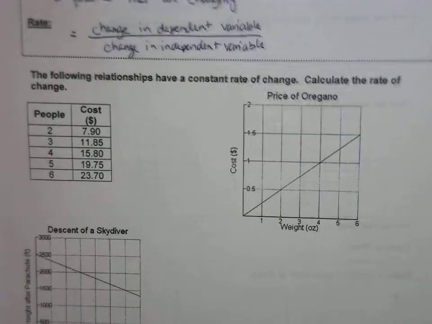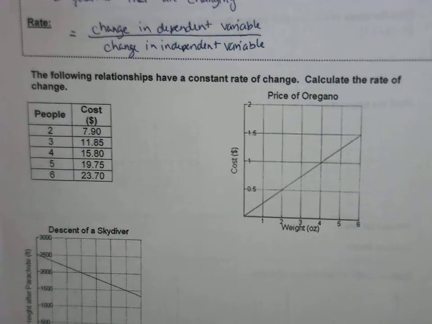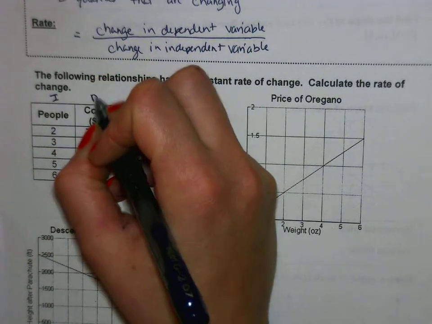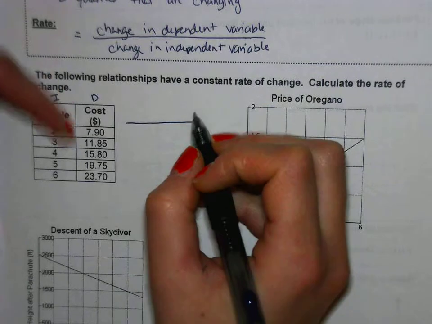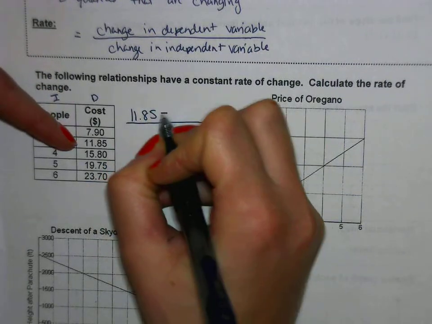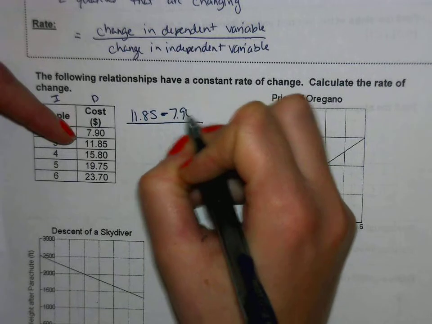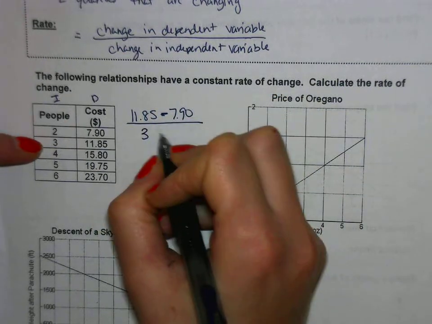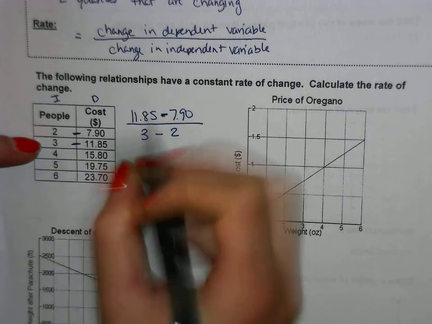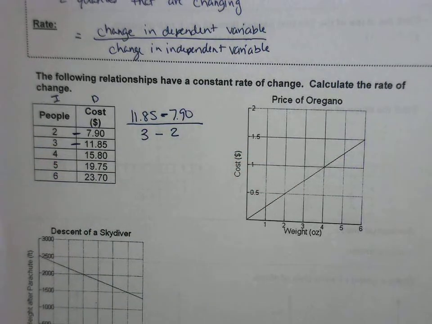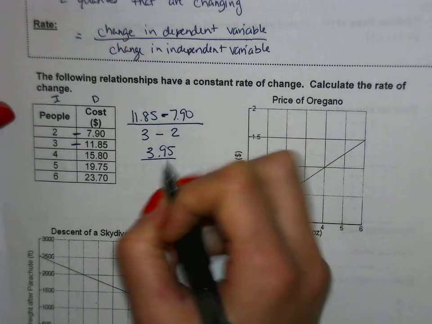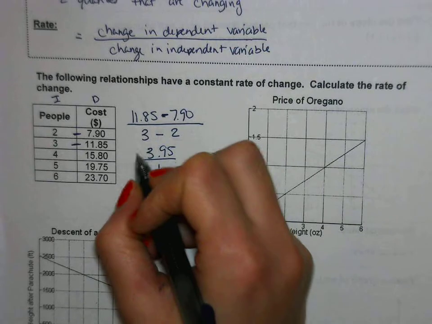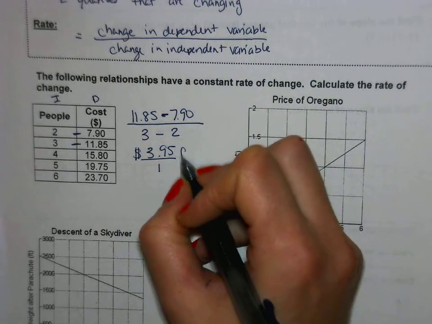So if we take a look at these next examples, we want to calculate the rate of change. Here, I know this is my independent, this is my dependent. So if I want to look at the change of my dependent, say $11.85 minus $7.90, then we would have 3 minus 2, because these need to match up and down as well. If we do $11.85 minus $7.90, we're left with $3.95 over 1. So what this is saying is it costs $3.95 for each person.